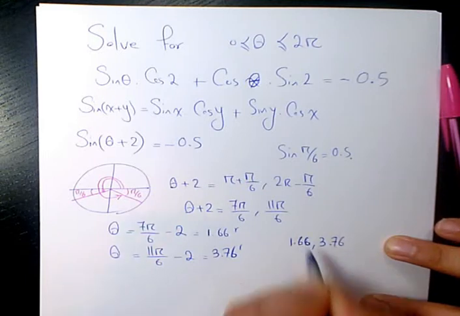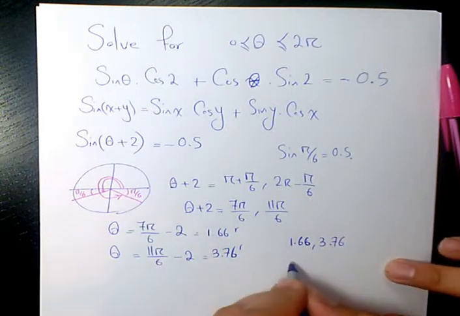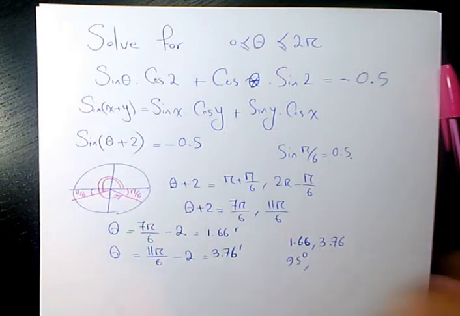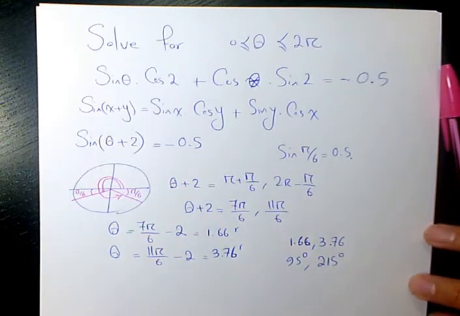If you want to find in terms of degrees, I need to convert it to degrees. So I multiply it by 180 and divide it by 3.14. So that's going to be 95 degrees. And here 3.76 times 180 divided by 3.14, that will be 215 degrees. So these are the two answers in terms of radian and in terms of degree for theta.